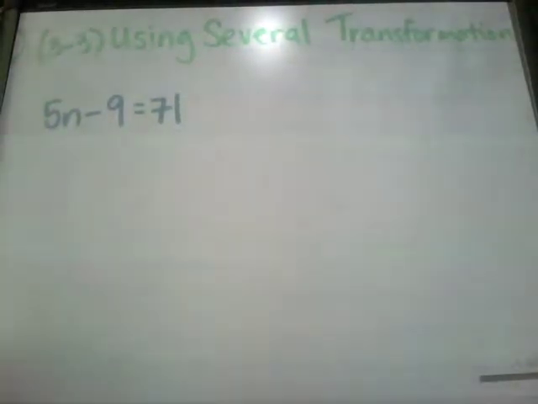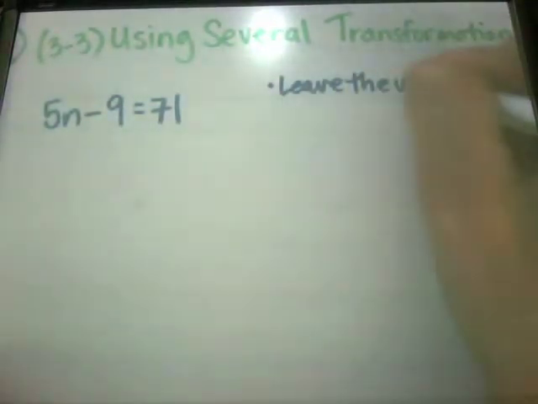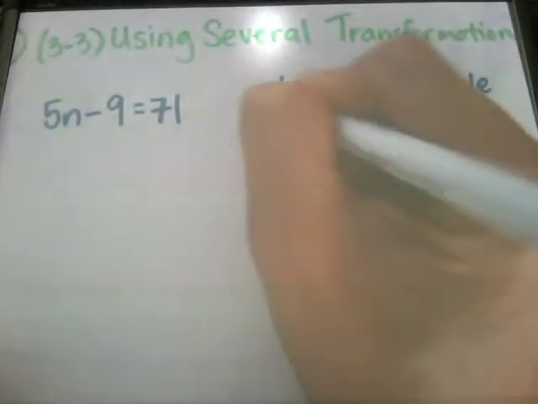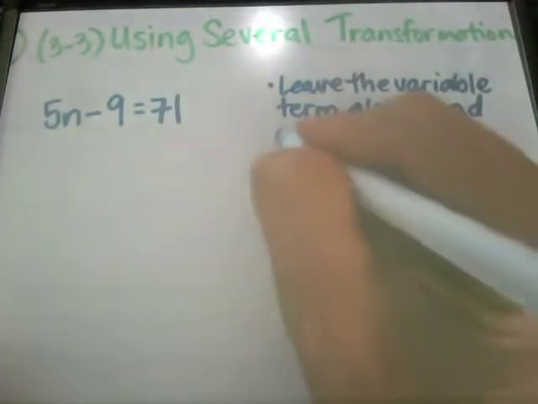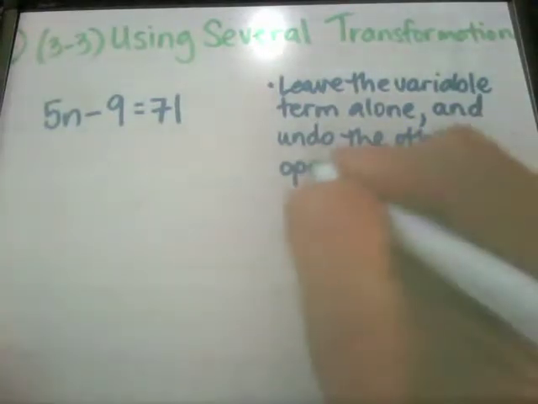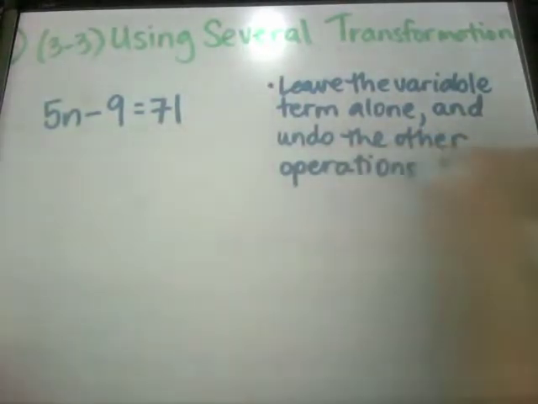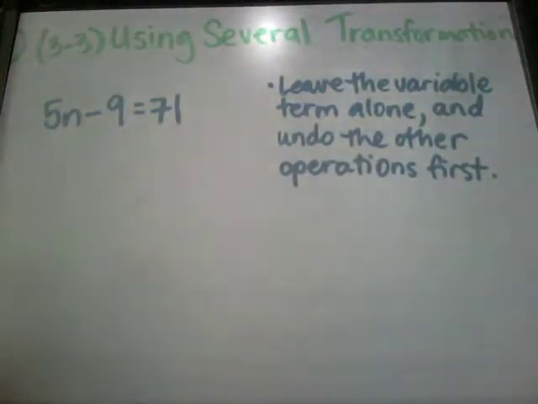Now, we've done some equations like this before, and the way that I like to describe it is first leave the variable term alone and undo the other operations first. The book describes it in a slightly different way, but either way, this is probably how I'll be explaining it, so if a different way makes more sense to you, you can look in your book and see how it describes it.